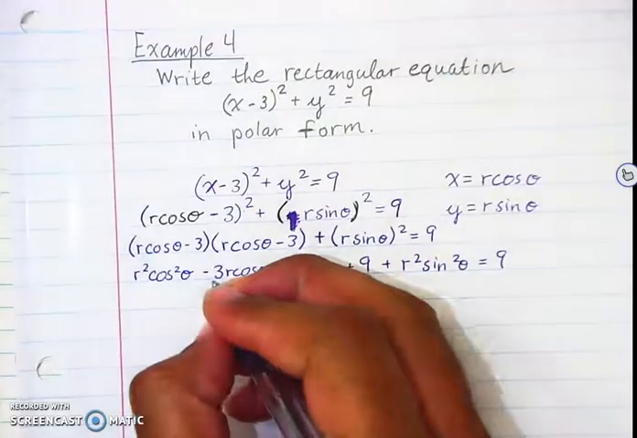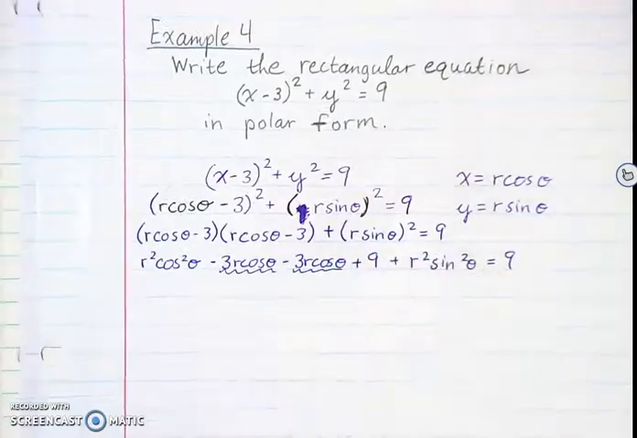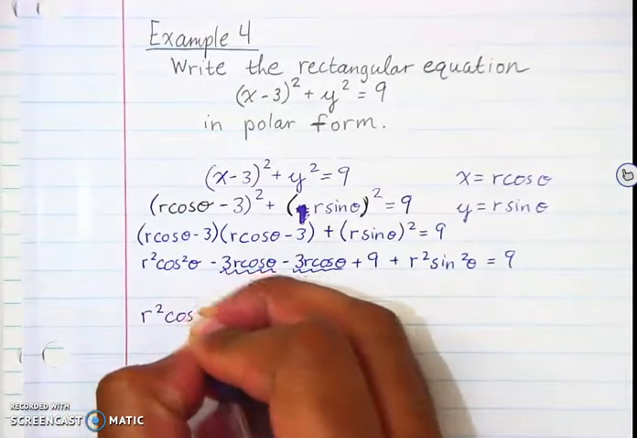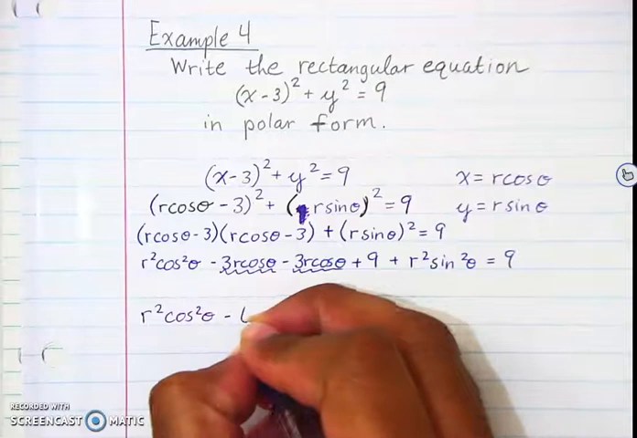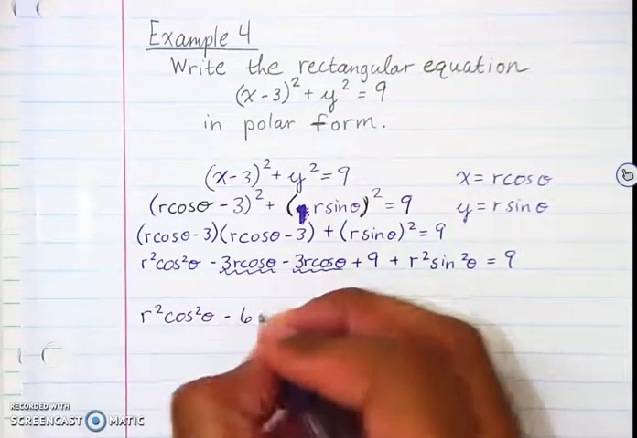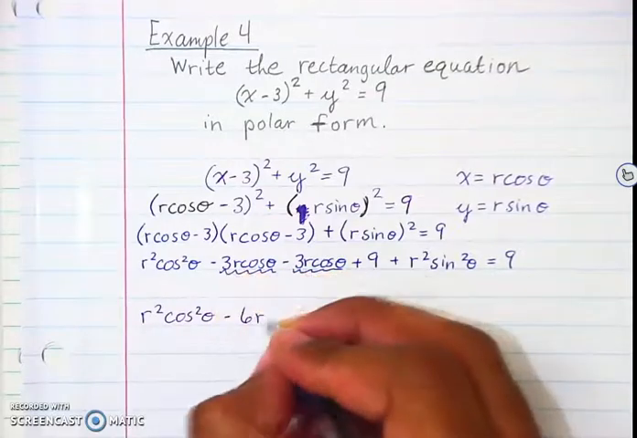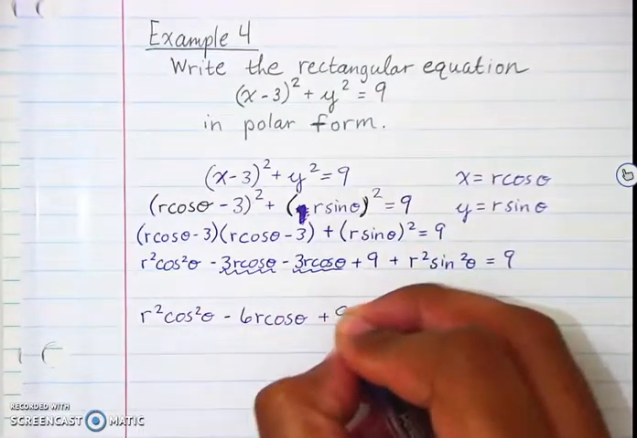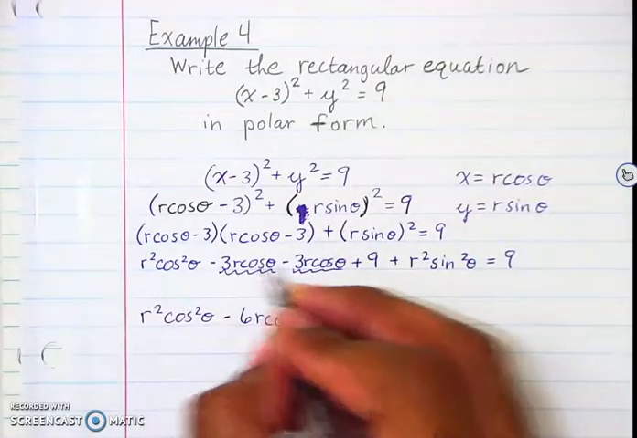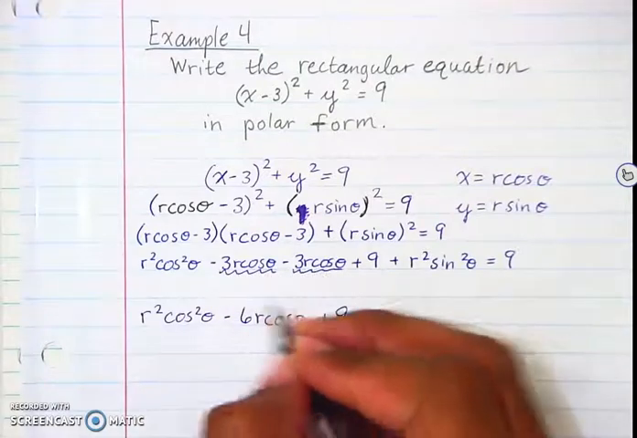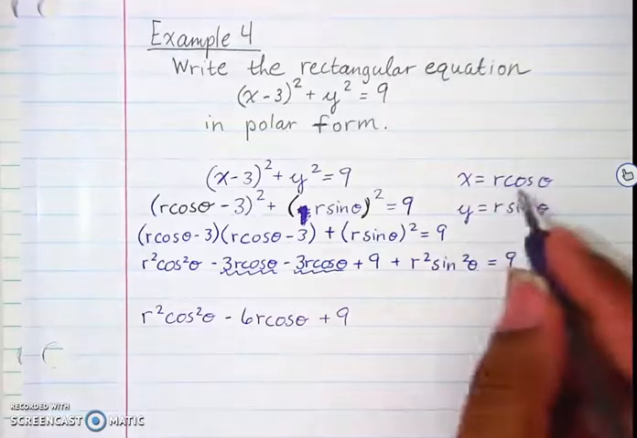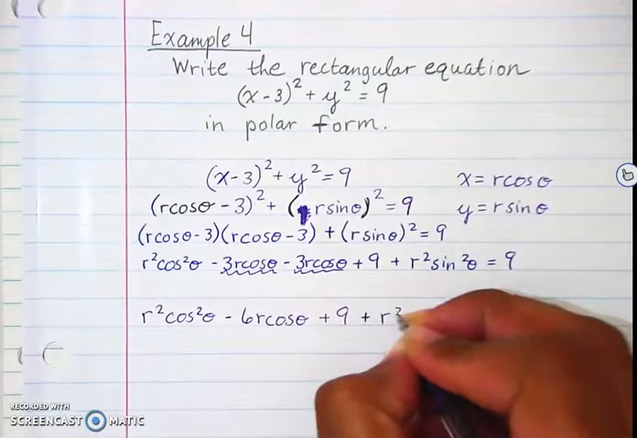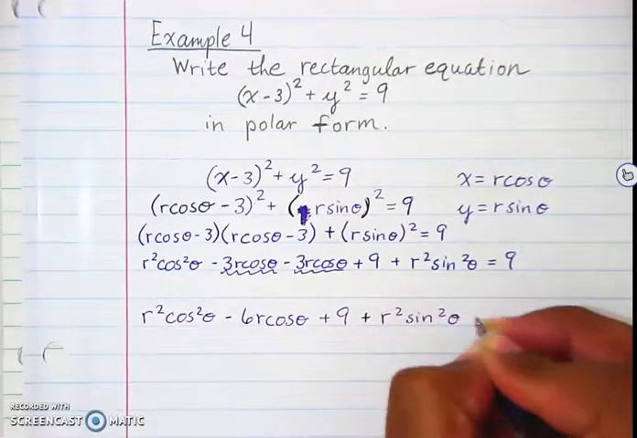Now for this first portion with the cosines, those are like terms, so we can combine those. That's r squared cosine squared theta minus 6r cosine theta plus 9, since -3 and -3 is -6. Think of that r cosine as x, so -3x and -3x is -6x, and x just means r cosine theta. So it's just like a regular function that you've dealt with before, when you had to factor and simplify.